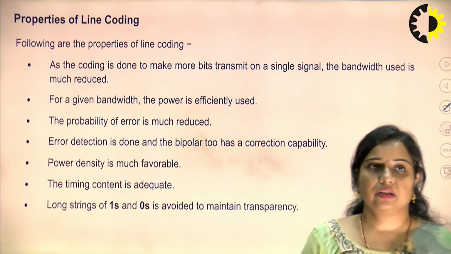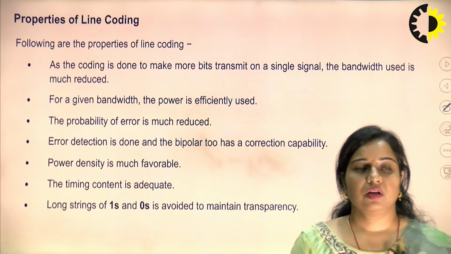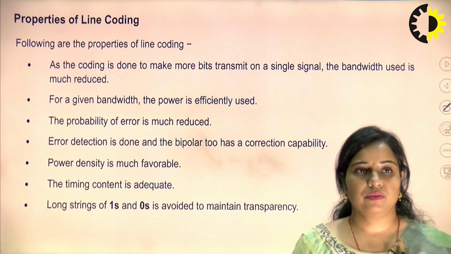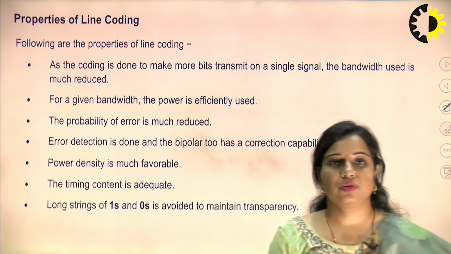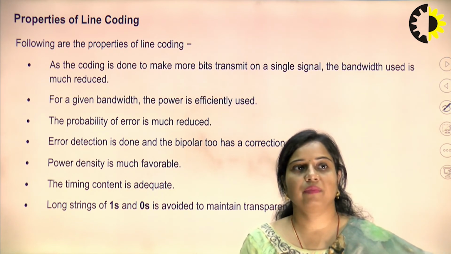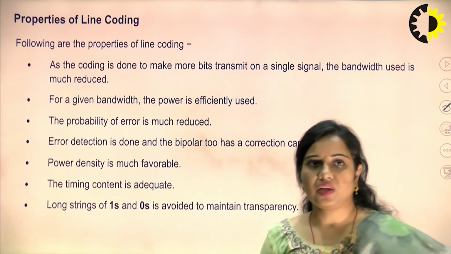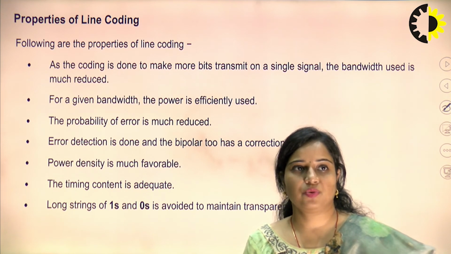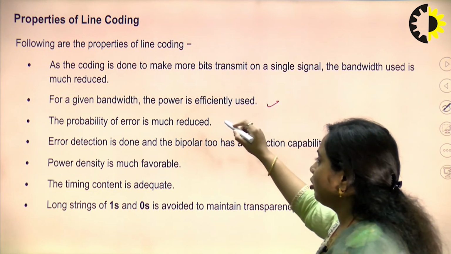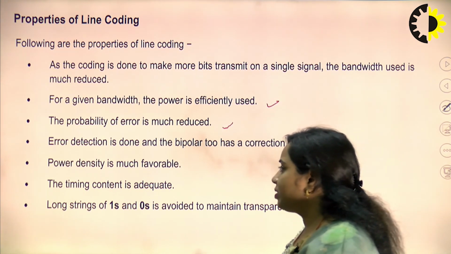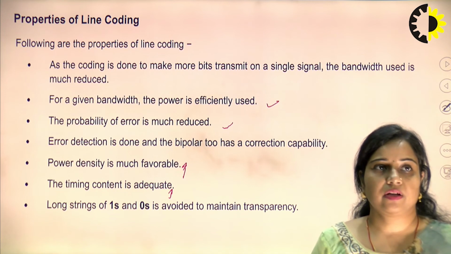Now next we will see another topic. After this there is line coding. So line coding is just a kind of technique where you can convert the bits, that is digital information, into the form of an electrical signal, so that it can be transmitted over the channel. Now the channel can be wired or it can be wireless. So as the coding is done to make more bits transmit on a single signal, the bandwidth used is much reduced. So for a given bandwidth the power is efficiently used, the probability of error is much reduced, power density is much favorable, and the timing content is adequate. So these are some of the properties that are associated with line coding.